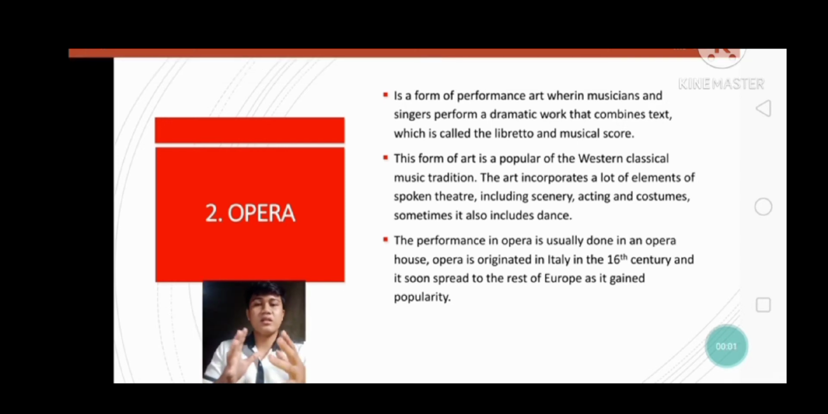So, opera is a dramatic work presented by musicians and singers combined with text, which is called a libretto. Libretto means the words of an opera or musical. So it is like using every word that you speak, and at the same time you act on it. Sometimes it includes dance, but in a dramatic situation. It originated in Italy and spread to Europe. Then European artists made it their own, and it gained more popularity.